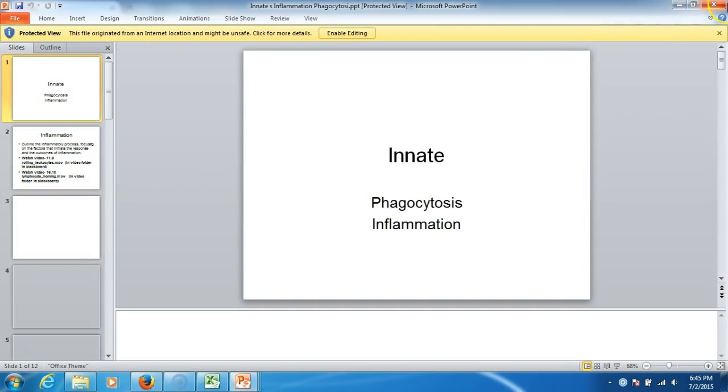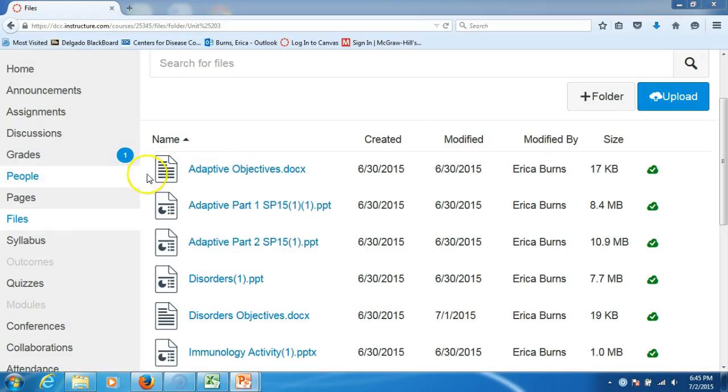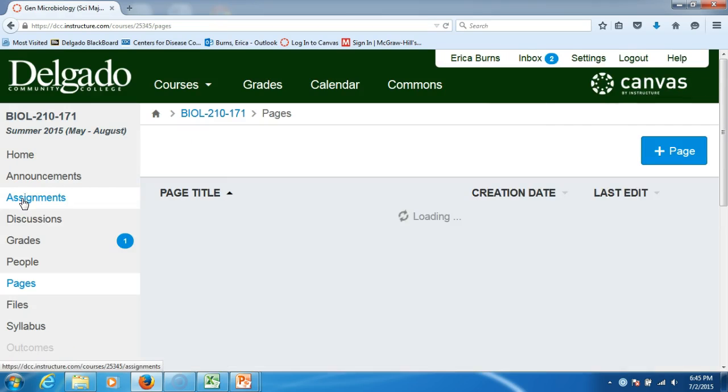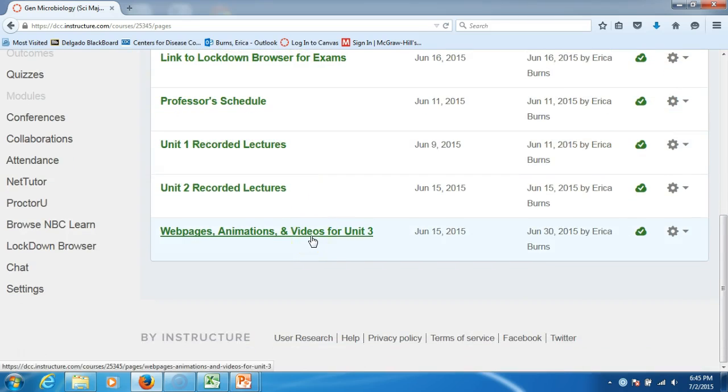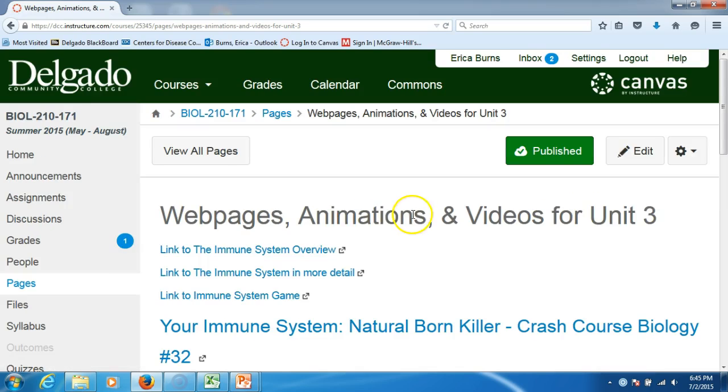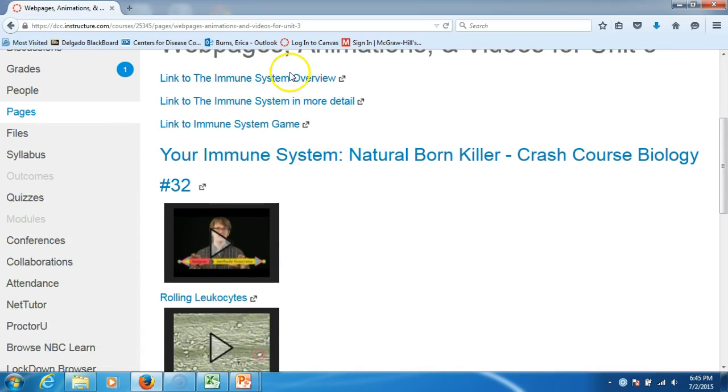So the other thing I wanted to point out to you guys is, last time, under Pages, you'll see we have web pages, animations, and videos for Unit 3. And I'll be updating this. But these are the 2 web pages for homework that I wanted you to look at for that assignment. Maybe play the game if you wanted to.